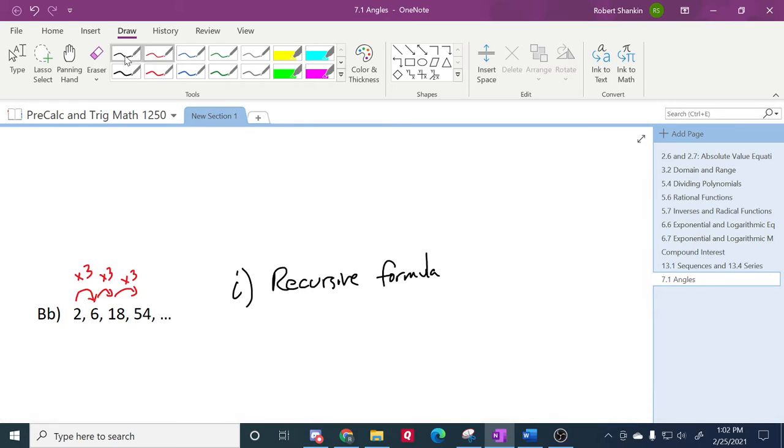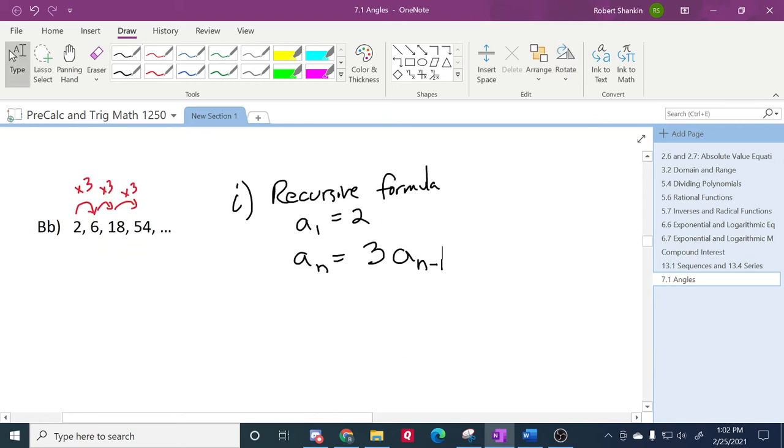So my recursive formula would be a sub n equals something with the one right before it. What do I do with the one right before it? I multiply by 3. And that would do it. There's my recursive formula. And now do your explicit formula.